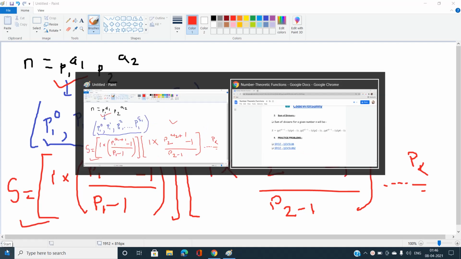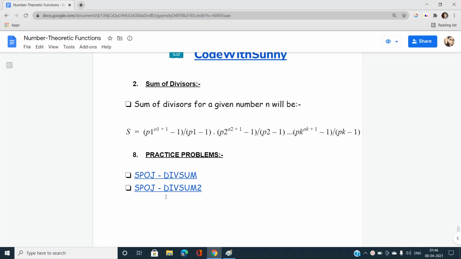So here is the end of number theoretic functions, and related to the number of divisors and sum of the divisors I have mentioned two practice problems, SPOJ DIVSUM and SPOJ DIVSUM2. If you need more focus on these topics, you need to practice these problems.